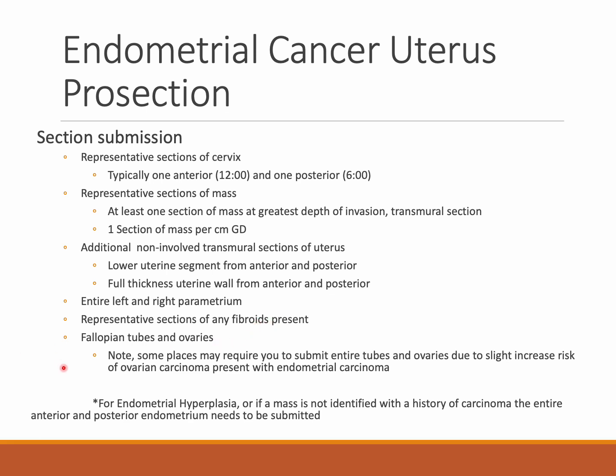It's fairly common that you'll see tubes and ovaries removed with these specimens. A lot of times they tend to be common sites of metastasis, so either ovarian tumors metastasizing to the uterus or uterine tumors metastasizing to the fallopian tube slash ovary. So a lot of places will actually have you submit the tubes and ovaries entirely just because there's likely an increase in carcinoma risk for those.